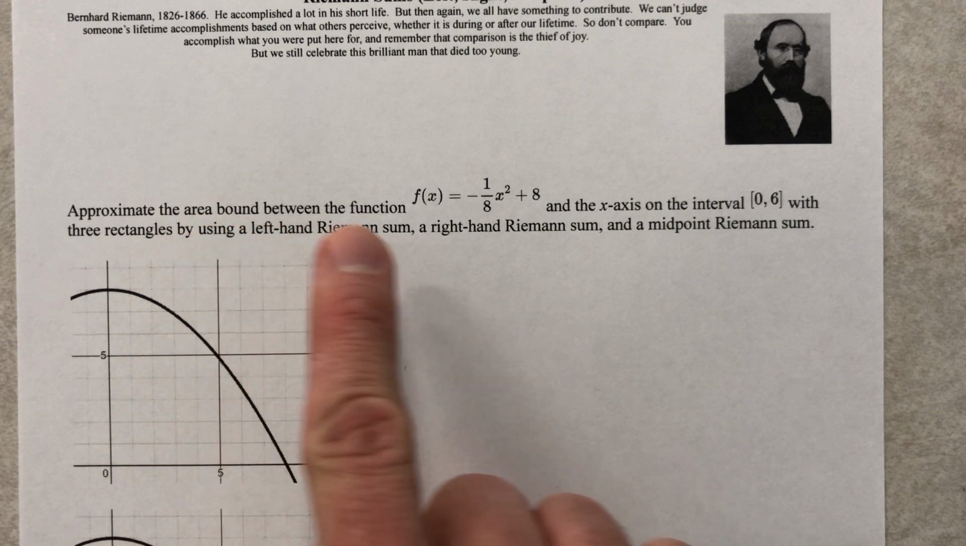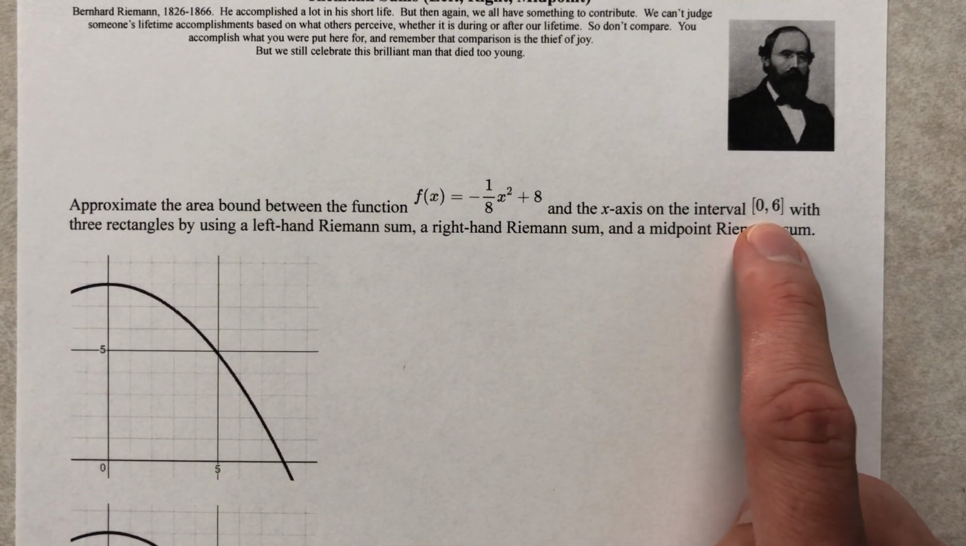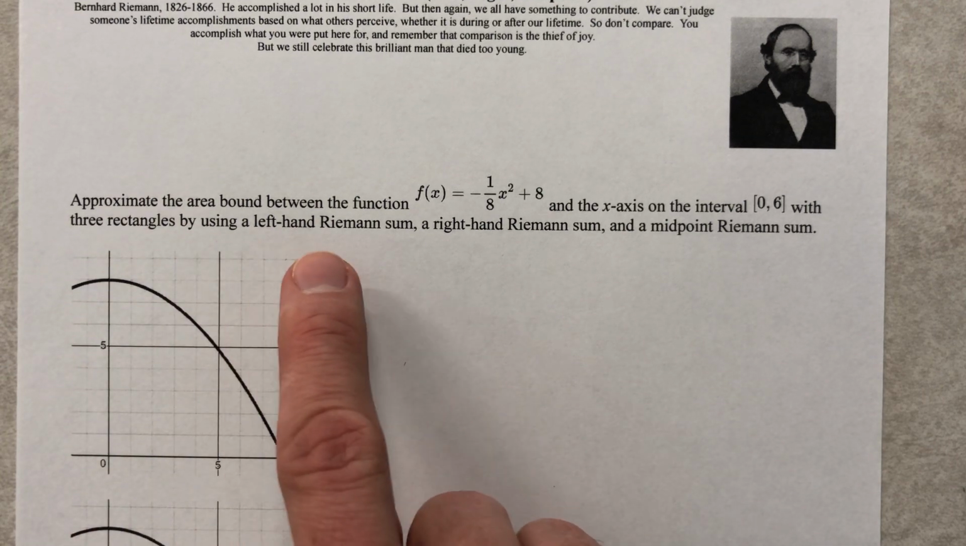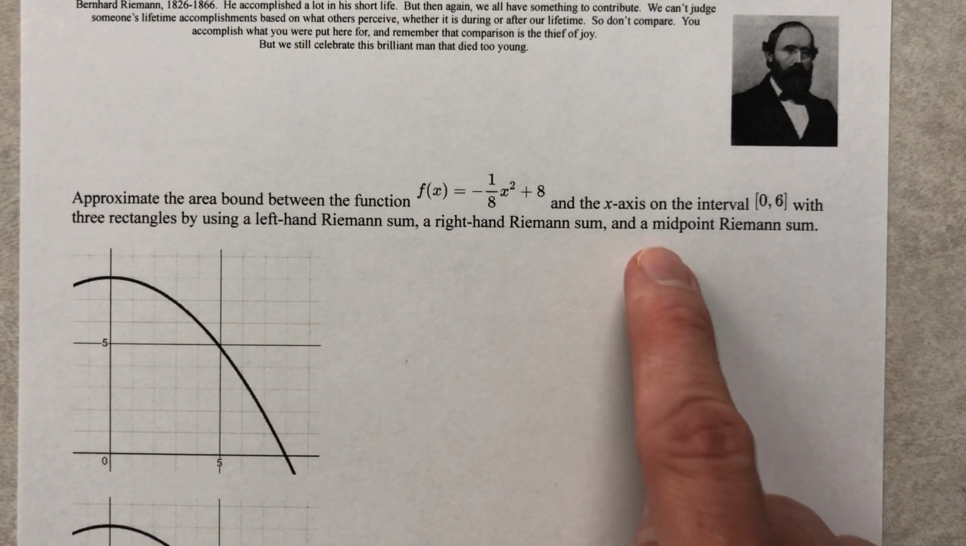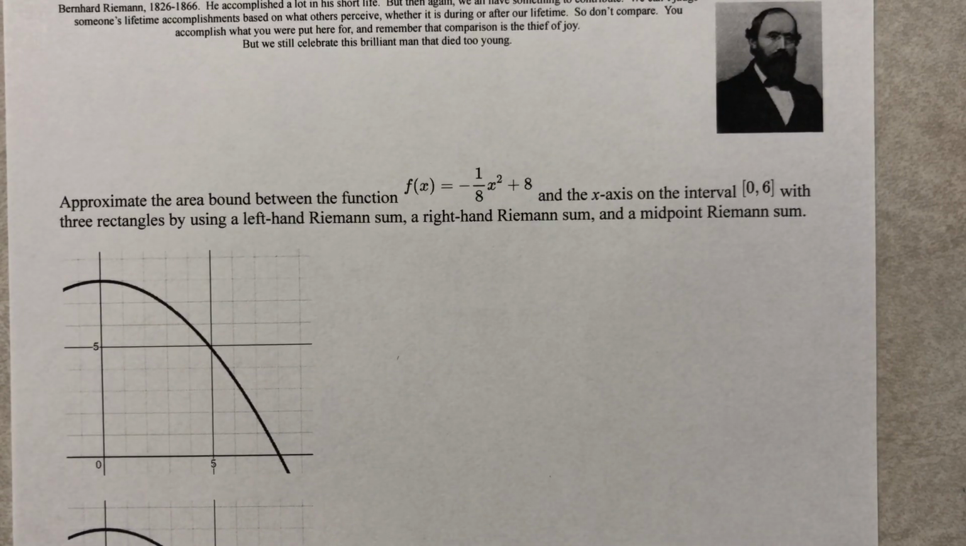Approximate the area bound between the function, shown here, and the x-axis on the interval from 0 to 6 with three rectangles using a left-hand Riemann sum, a right-hand Riemann sum, and a midpoint Riemann sum. You don't even know what it is, and we're just going to do it, okay? So just do it. Here's what's about to happen.